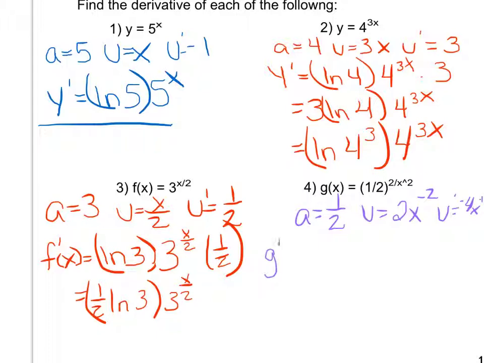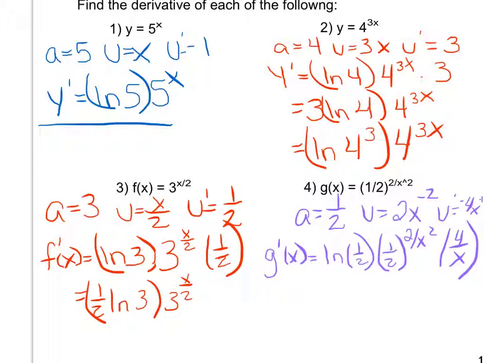So then differentiating g of x, I get g prime of x equals ln of a times a to the u, either 2x to the negative 2 or back to 2 over x squared, times u prime, which is 4 times x to the negative 1, which is the same thing as 4 over x if I make that positive. So here's my final answer. Again, not a whole lot I can do to make it look nicer. I could put the 4 over x out front if I wanted to, ln of 1/2 times 1/2 to the 2 over x squared. I'm not sure that really looks any better though.